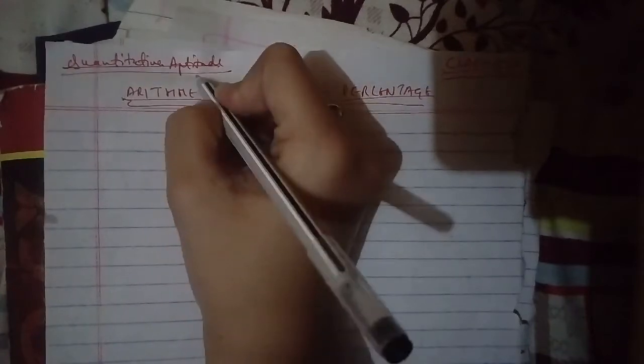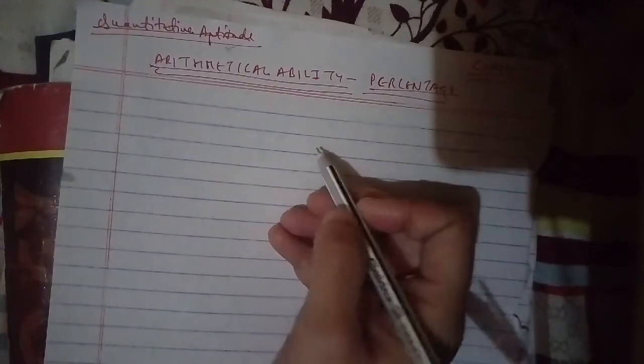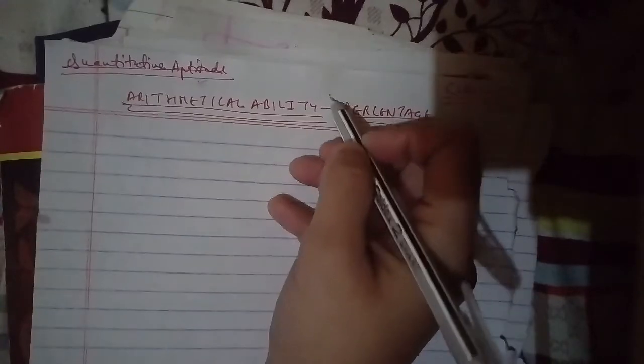Today we're going to start with your quantitative aptitude class, and this is your 57th class. As you know, we did 56 classes in the previous sessions, and those were important ones too. We started by discussing arithmetical ability, and this is the 10th topic of the session that we have to discuss here.